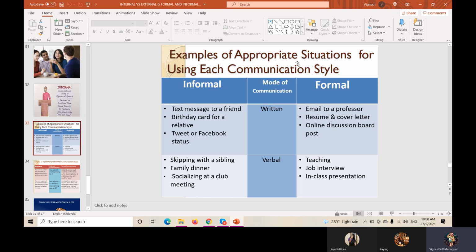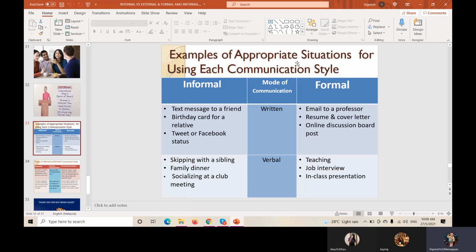You have to write a letter. It's very strict, you have to pass the information, correct? Formal, you have to use the standard way. If you want to do the written, the mode of communication is also of different types. We have written, means you write. Verbal means you use your mouth to talk.